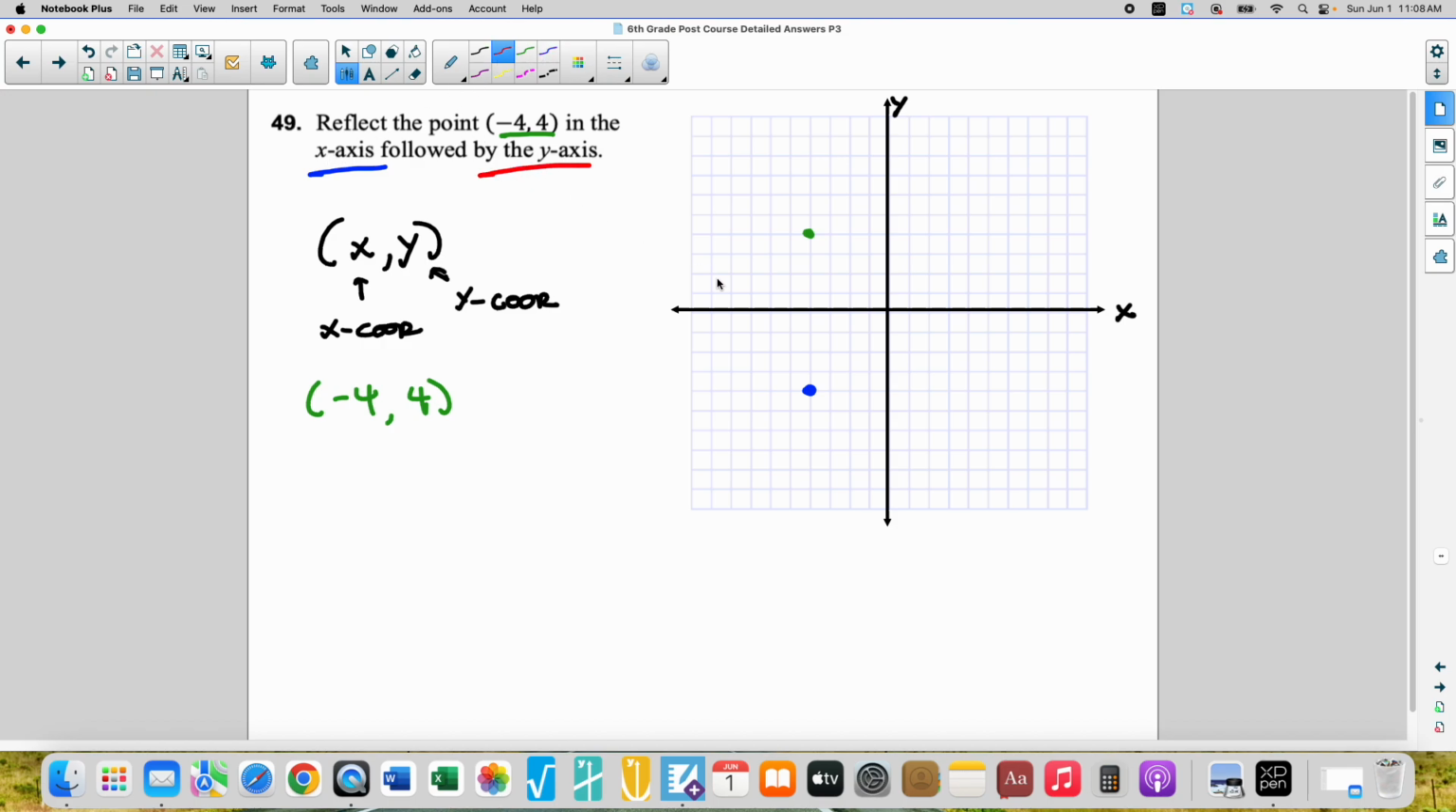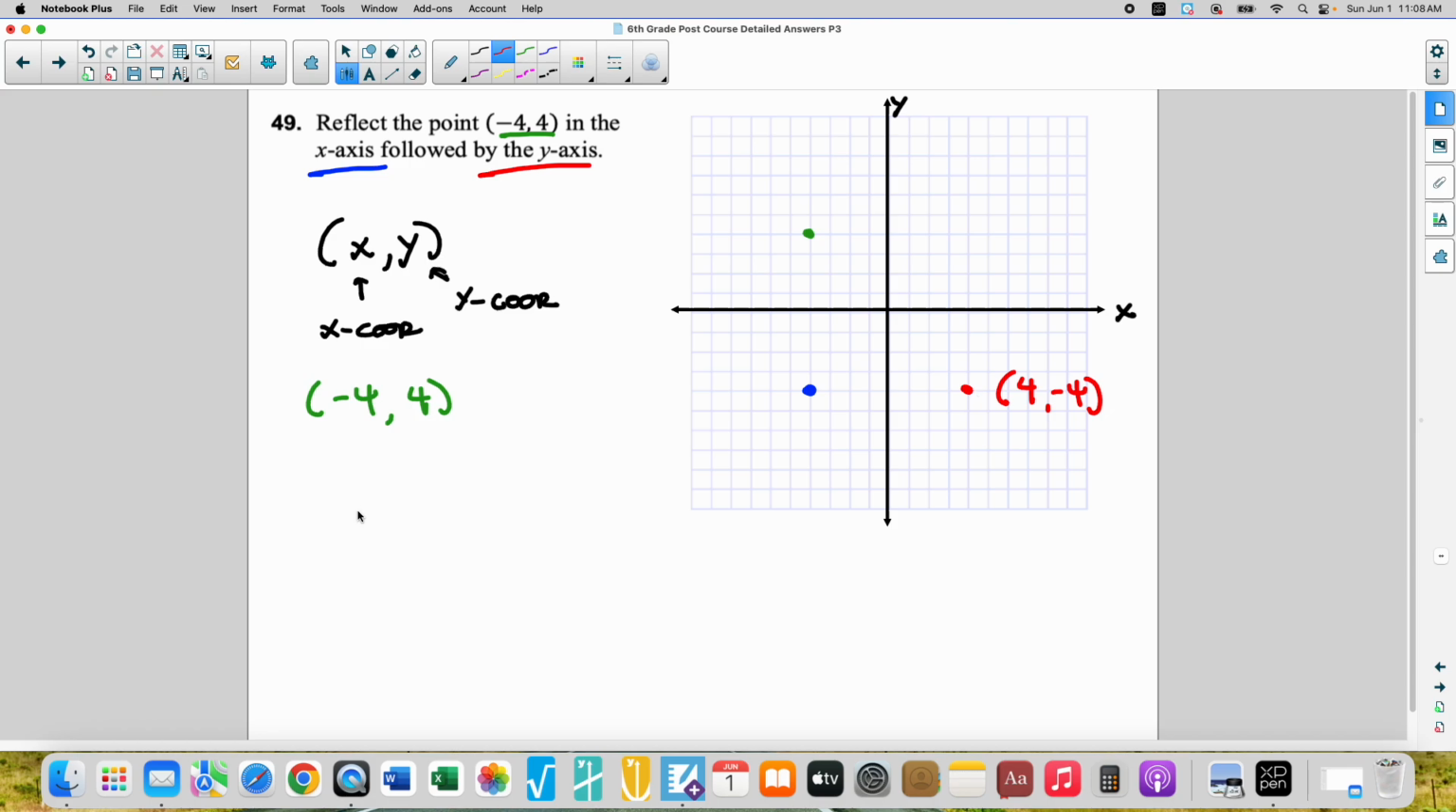Now I want to reflect it over the y-axis. This is 1, 2, 3, 4. So 1, 2, 3, 4. And that final point would be 4, comma, negative 4. That's the point. So 4 in the x, negative 4. So if I reflect it, I get 4, comma, negative 4.